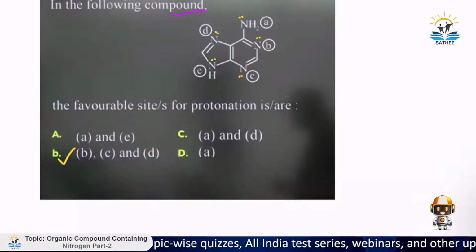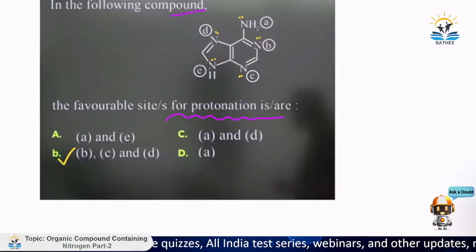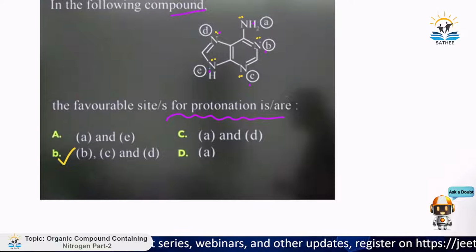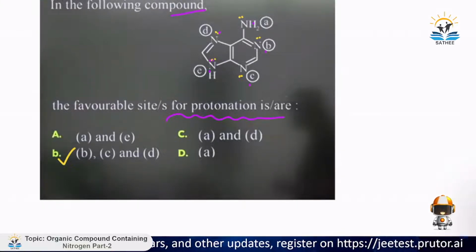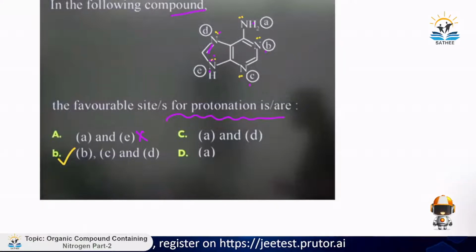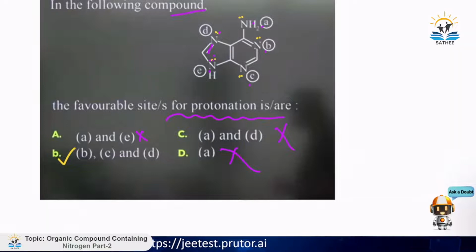Now, in the following compound, the favorable sites for protonation. So A, B, C, D, E, which can be protonated means which are basic, basically they want to ask. So this thing is involved in resonance. We are seeing pi, sigma, lone pair. So this is involved in resonance. This can't be the answer. So E option is gone. Now here A is also involved in resonance. A is gone. So all the options are cancelled out. It means B is the correct answer. They are favorable sites for protonation.